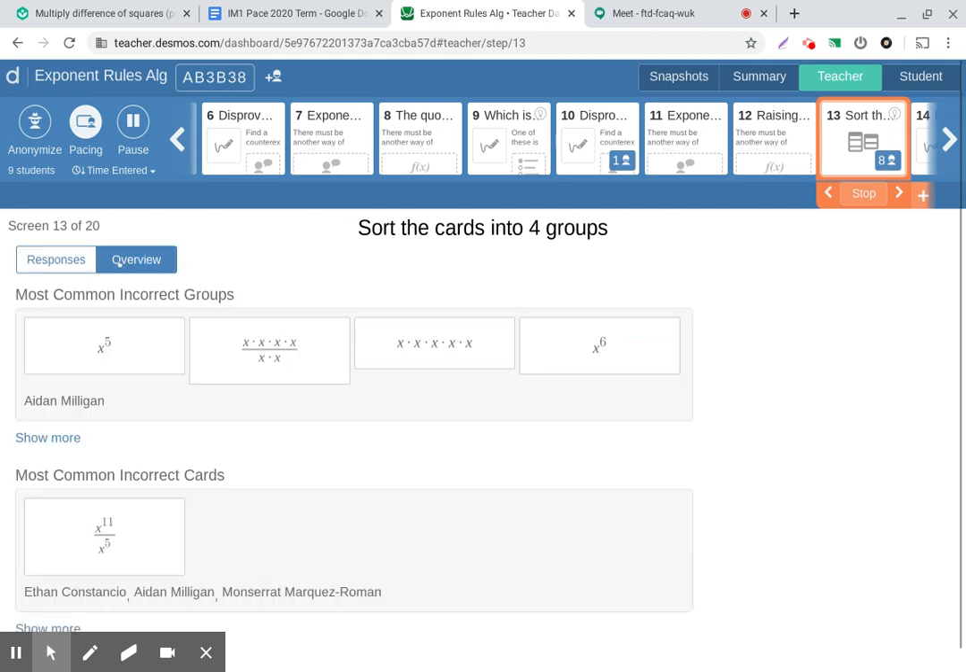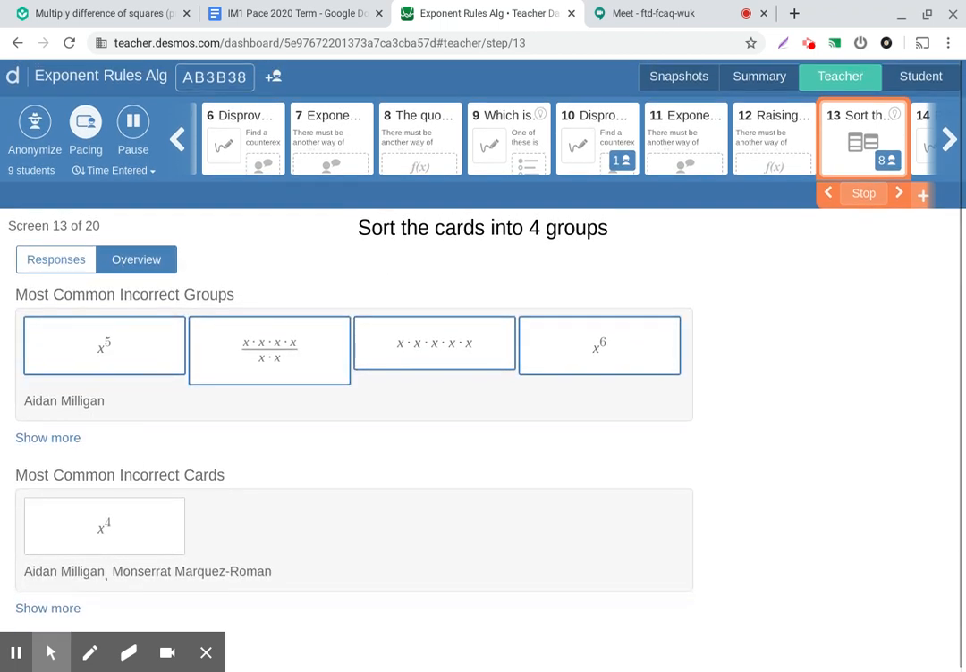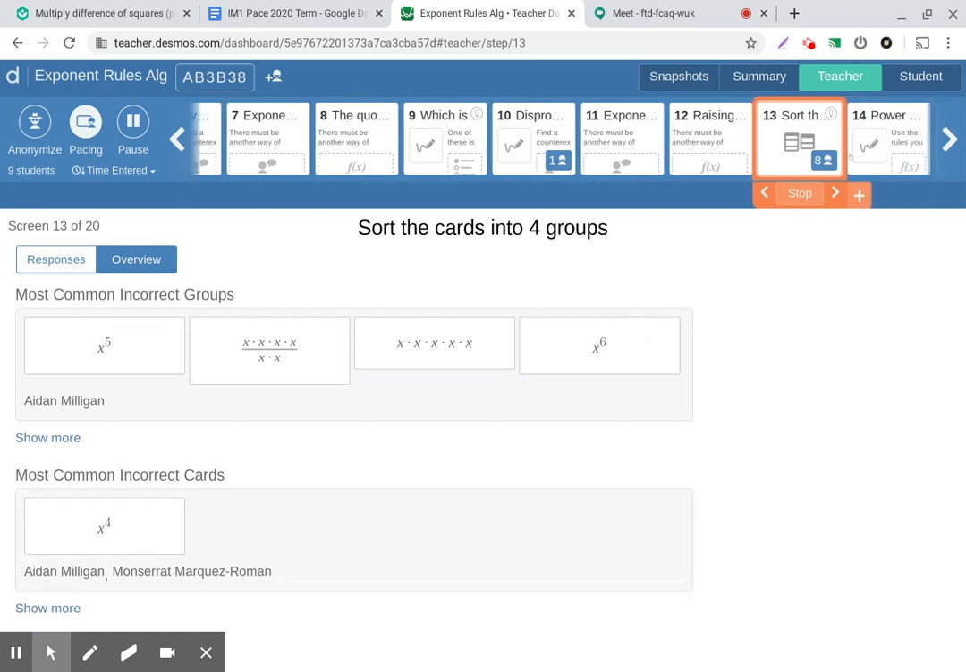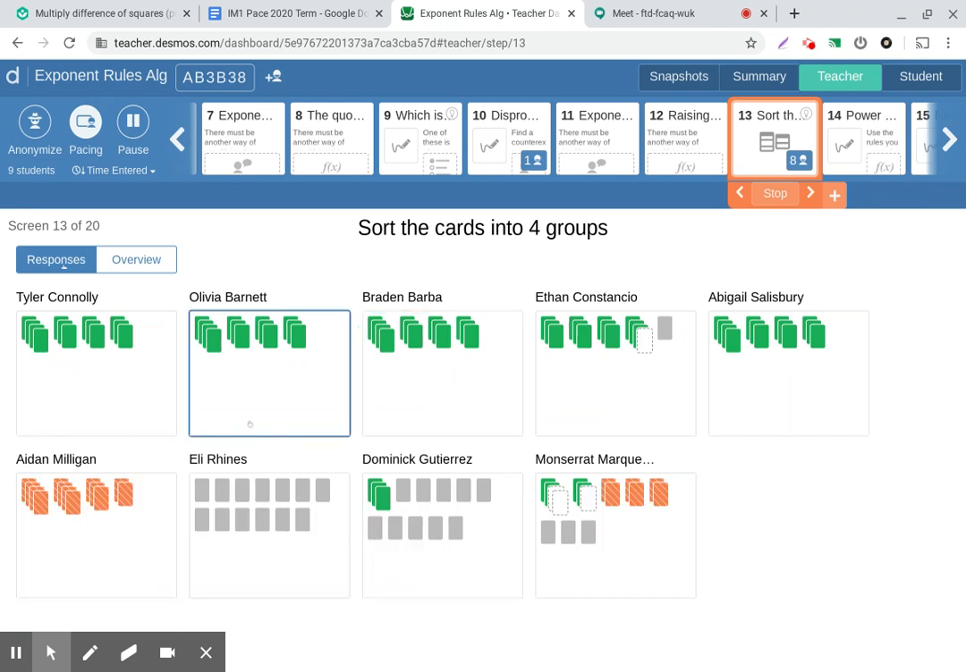All right. Tell me which are the most common incorrect answers. Interesting. Okay. All right. This is cool. I get to see like where you guys are at.